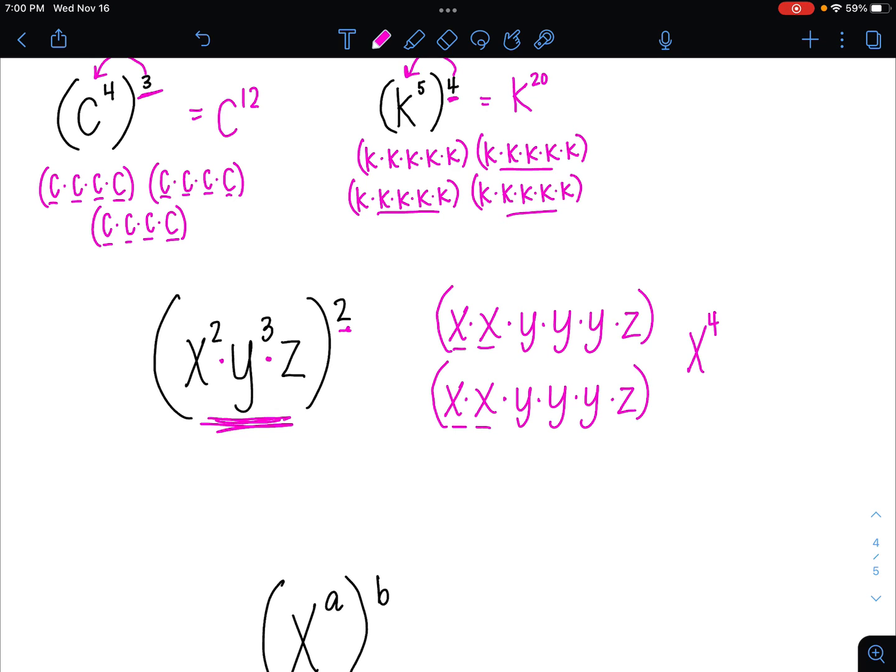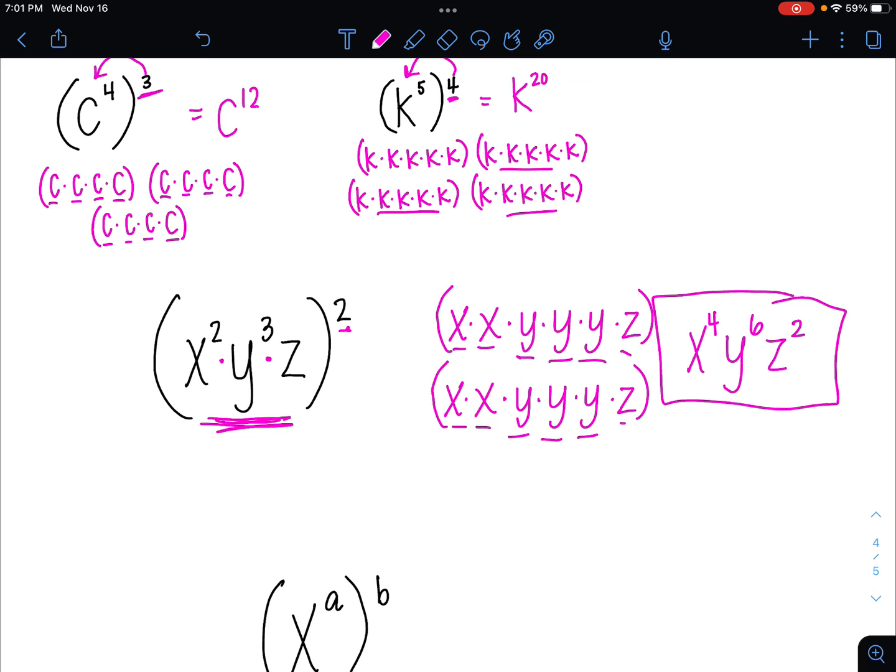And then I have y, 2, 3, 4, 5, 6. I have 6 y's, so y to the power of 6. And I have 1, 2 z's, so z to the power of 2. And there is my simplified answer right there. Now I can't combine the x, the y's, and the z's because they have different bases.